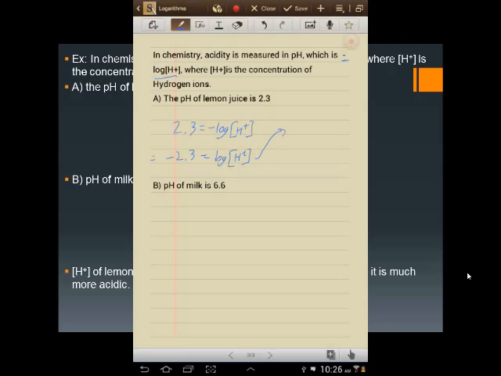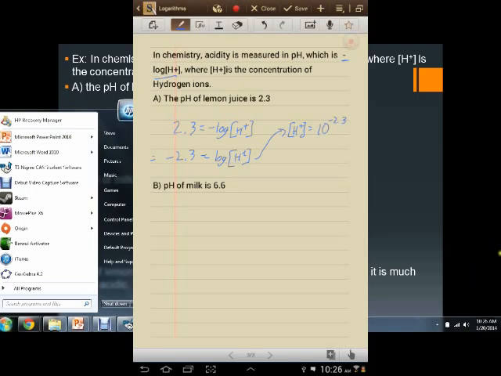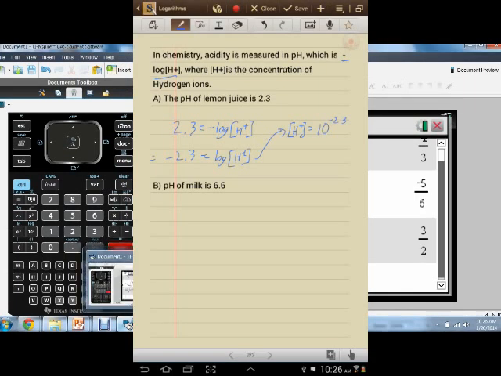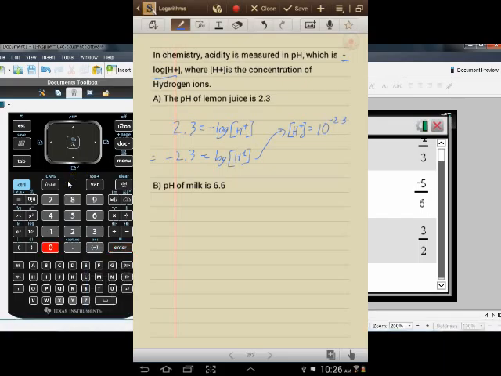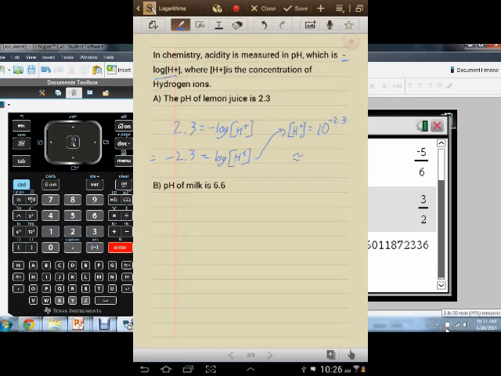Alright, so it's a log base 10, which means if we rewrite it the other way, we get that the concentration is the same as 10 to the negative 2.3 power, which is about 0.005, or roughly 5 out of every 1,000 particles, molecules, I guess, in whatever we're measuring. Lemon juice is that hydrogen ion.